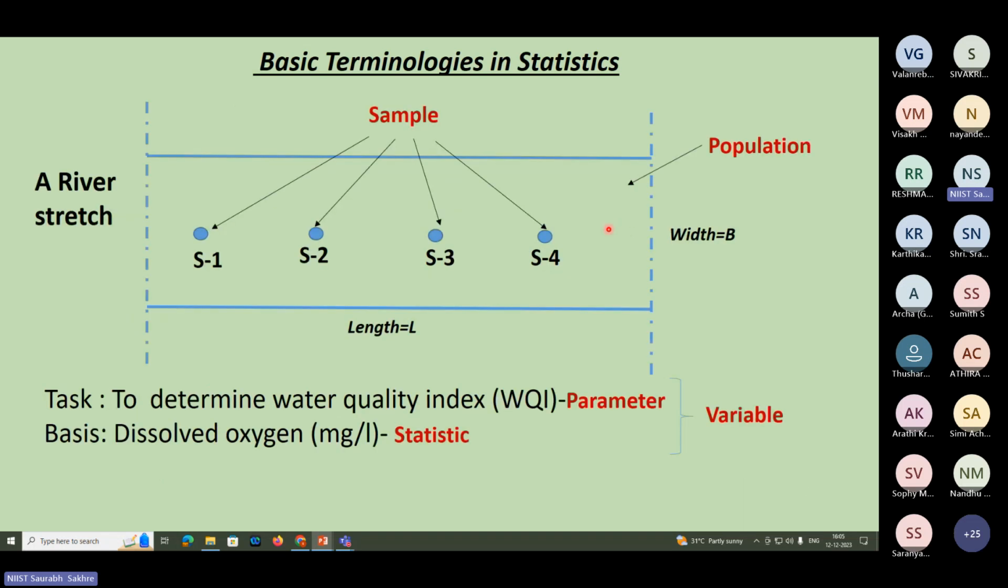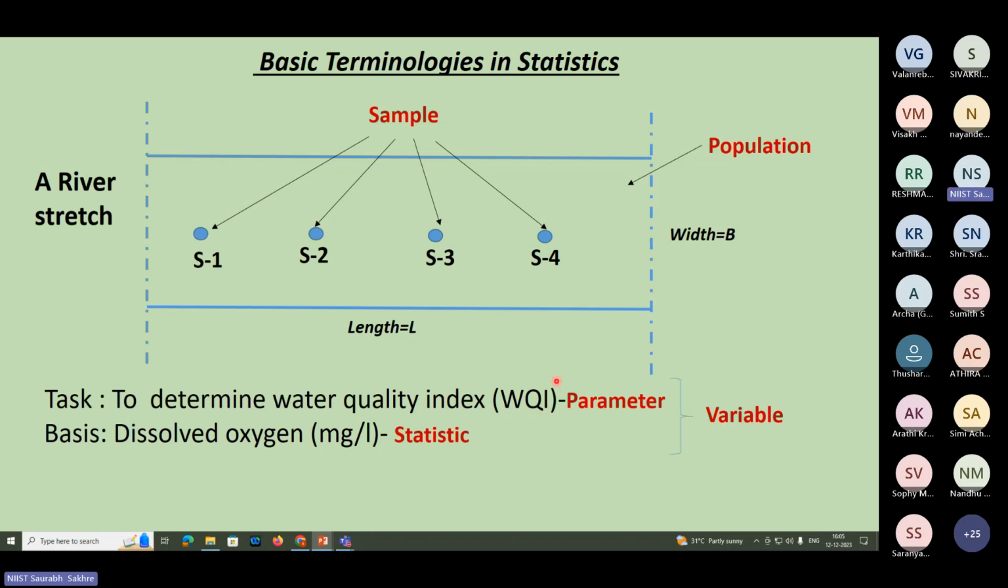Okay. Now see here. Suppose I have a river stretch whose length is L, as you can see here, length L and width is B. Okay, I hope you are able to see the figure. Width is B, length is L. So my task is to see what is the water quality index of this particular stretch of river, right? What is the water quality index of this particular stretch of river?